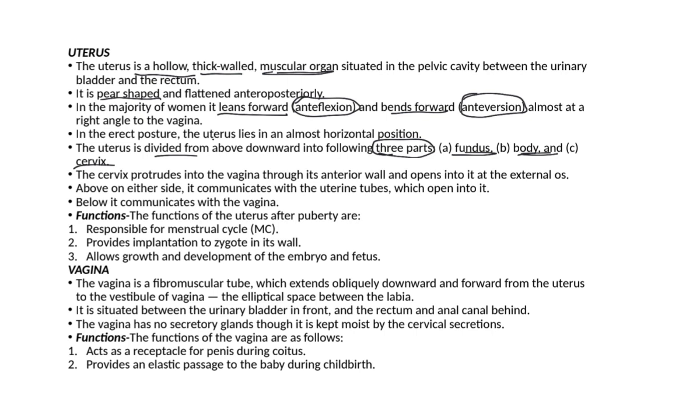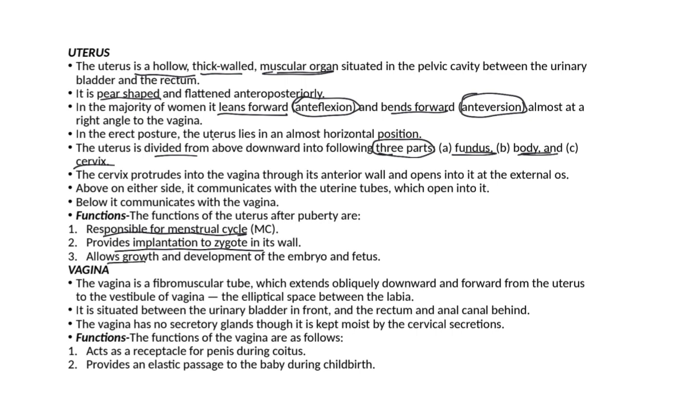What are the functions of the uterus after puberty? It is responsible for the menstrual cycle and provides implantation to the zygote in its wall. If there is fertilization, then it provides the implantation of the zygote.